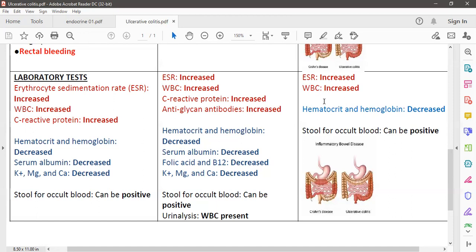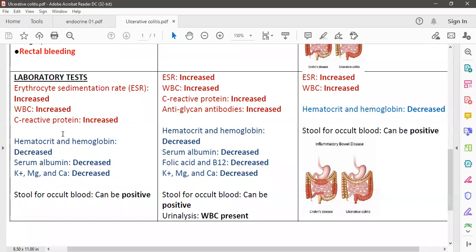But you see the C-reactive protein is not increased here. In case of Crohn disease, anti-glycan antibody should be increased. Okay. Now go here, as hematocrit and hemoglobin decrease, serum albumin decrease, magnesium, potassium, calcium decrease.